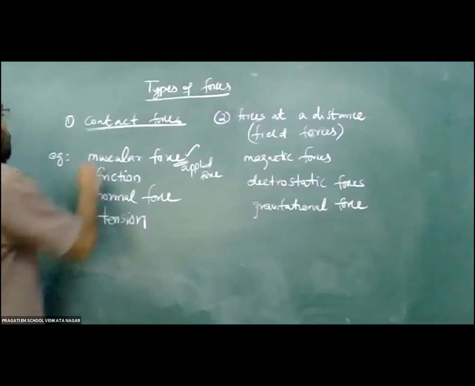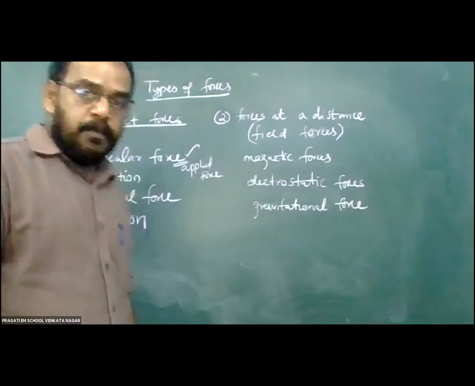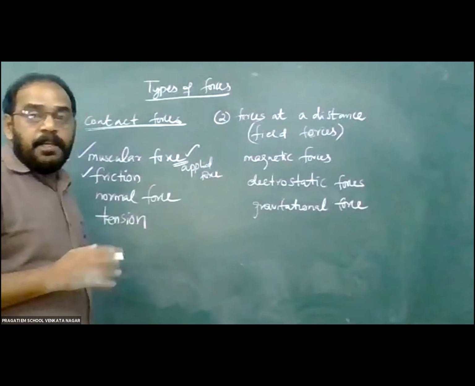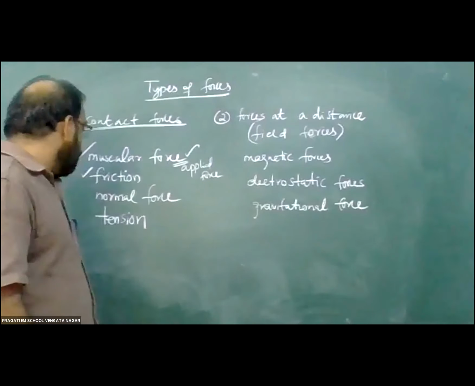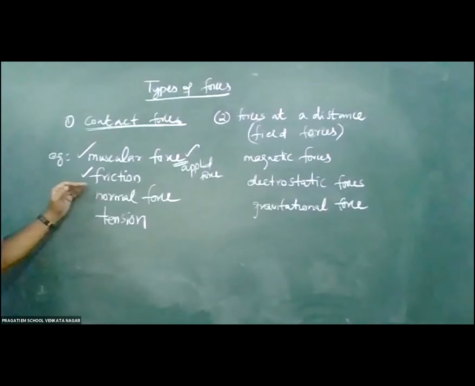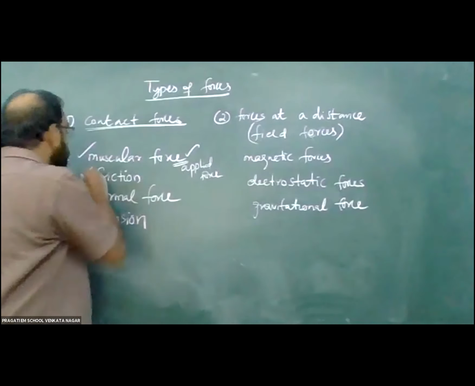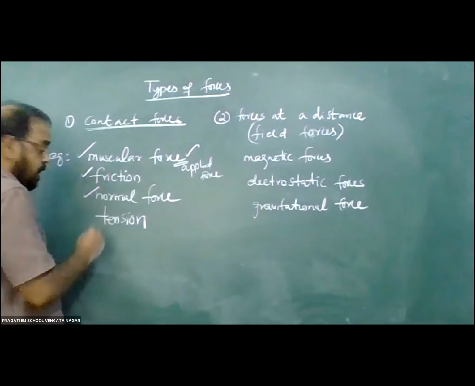Another example of contact force is friction. Friction is a force which opposes the relative motion of two objects. Because of the friction only we are able to walk. Because of the friction only I am able to write on the board, because there is a force which opposes, otherwise it would slip. And next are normal force and tension.